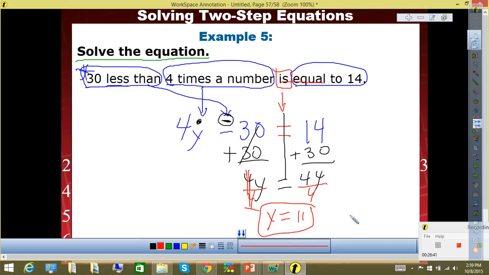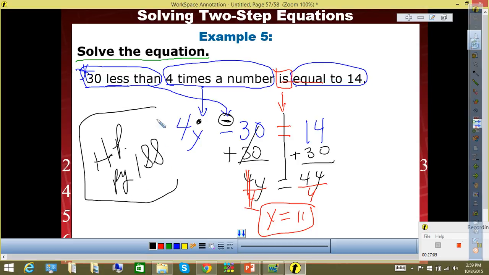Everybody see that? All right. And so for tonight's homework, there's going to be a couple that they're going to ask you to translate. Some other ones are going to ask you to draw a picture, such as the cups and tiles. So our homework for tonight is found on page 188. All right?